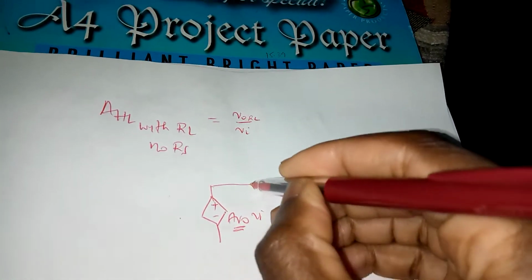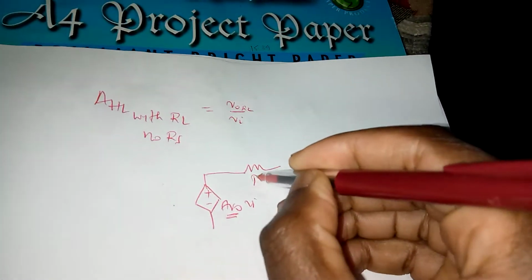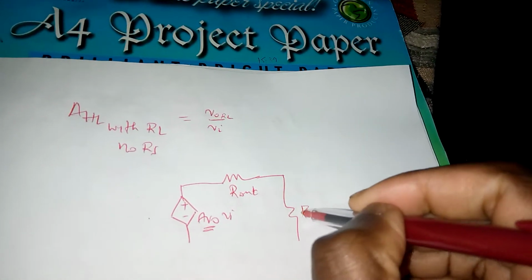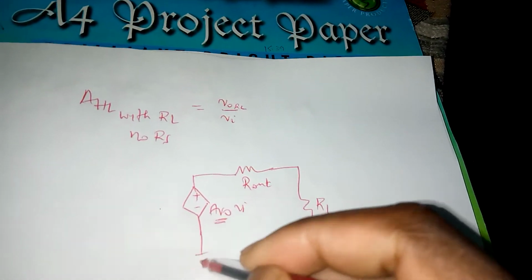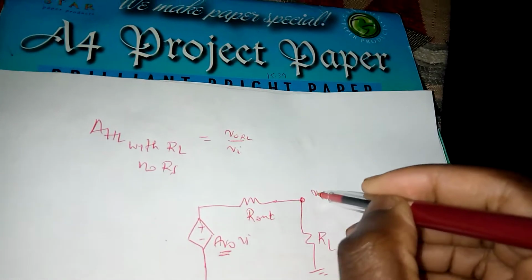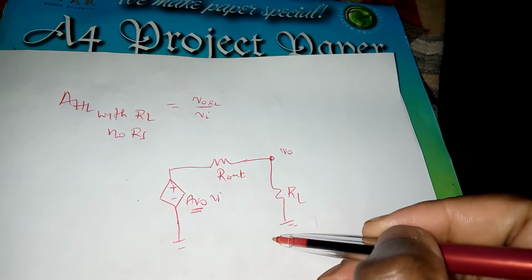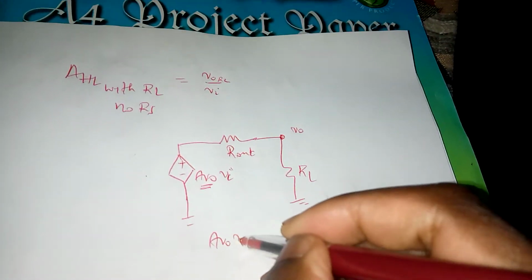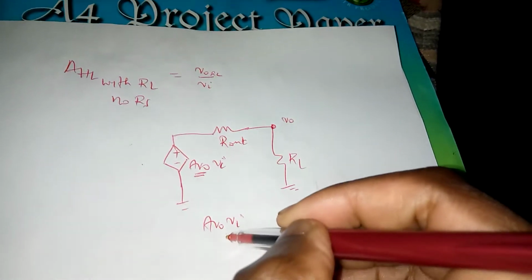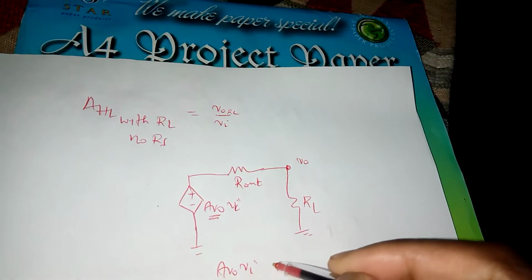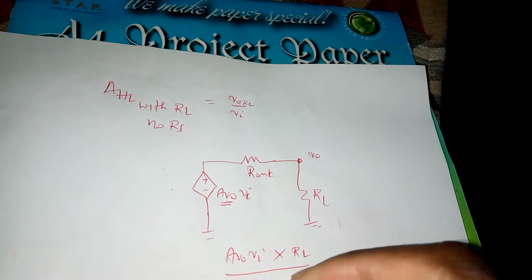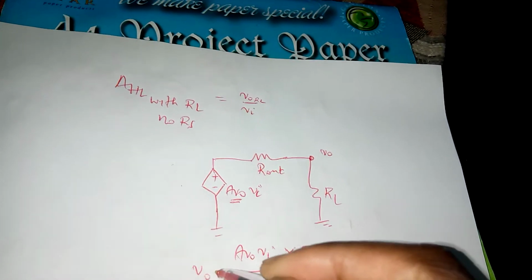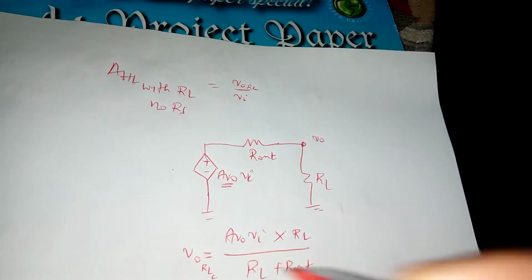Vi is shared between an output impedance R out and a load resistance RL, which is now connected. Now it is there. So V out is there. So in that situation, AVO VI, which is the total voltage, by voltage divider, multiplied by RL over RL plus R out should therefore give V out with RL connected basically.